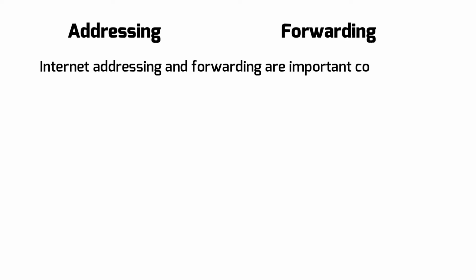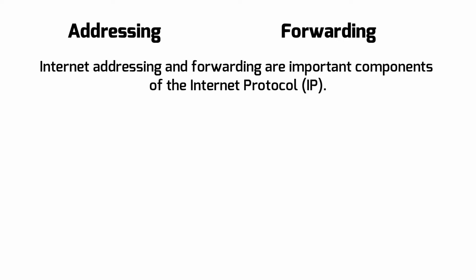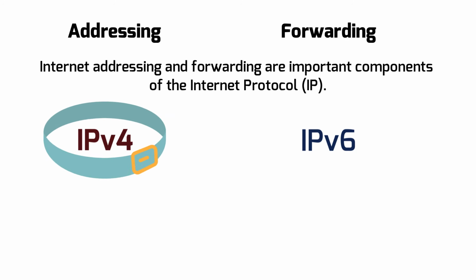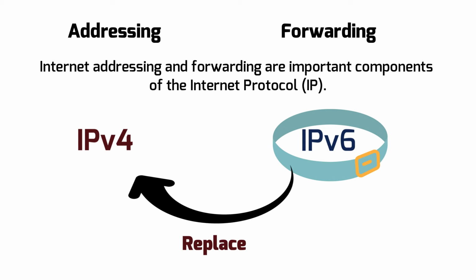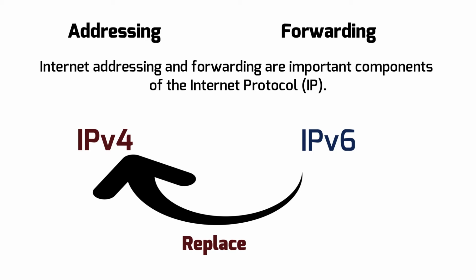In this video, we'll turn our attention to how addressing and forwarding are done in the internet. Internet addressing and forwarding are important components of the internet protocol, that is IP. There are two versions of IP in use today. They are IPv4 and IPv6. We will first examine the widely deployed IP protocol version 4, which is usually referred to simply as IPv4. We'll see IP version 6, which has been proposed to replace IPv4, at the end of this video.